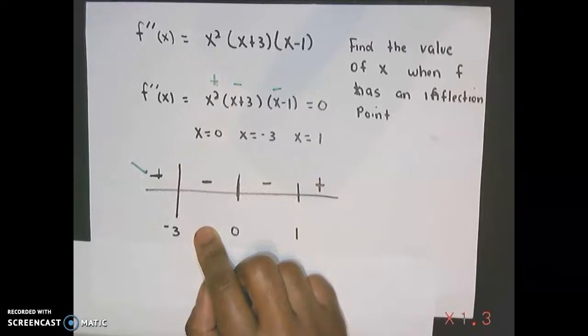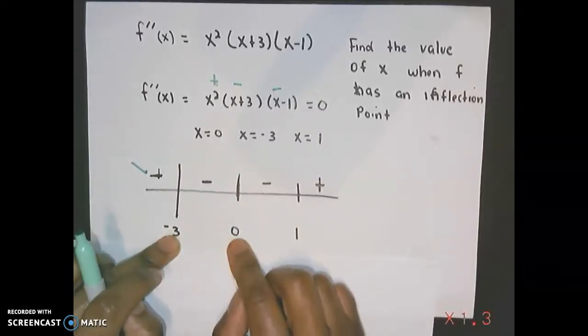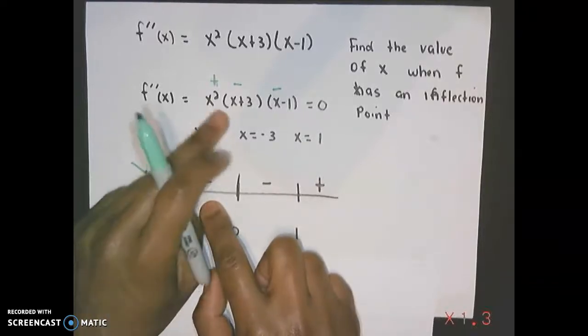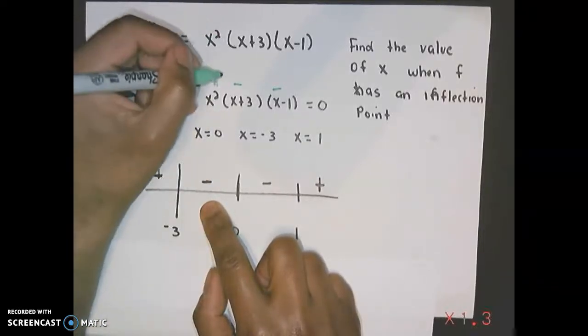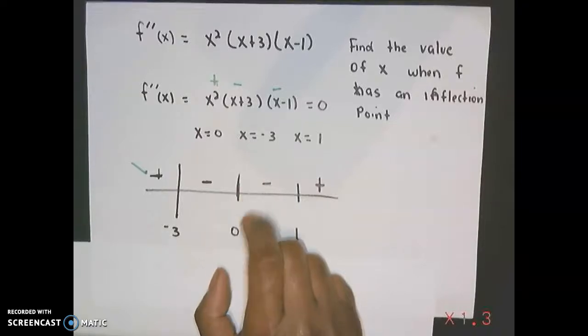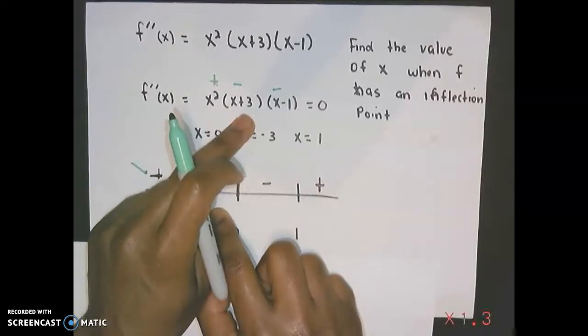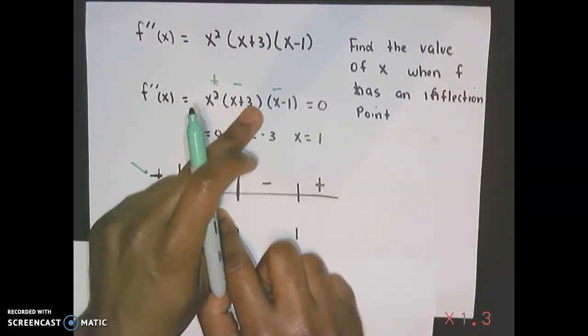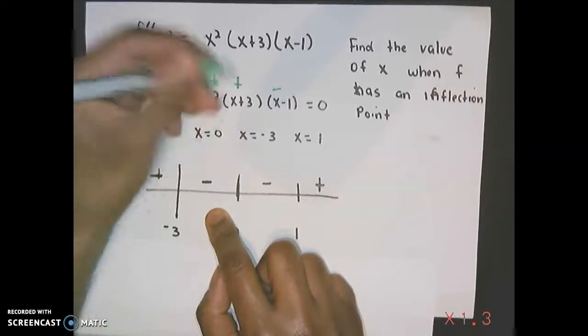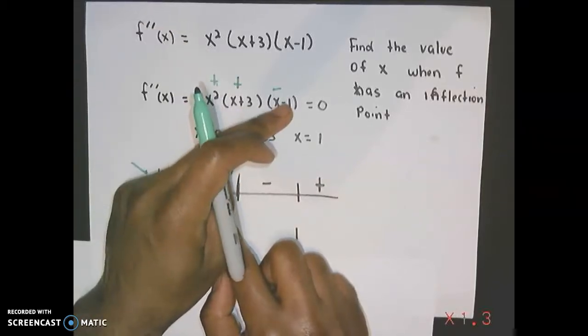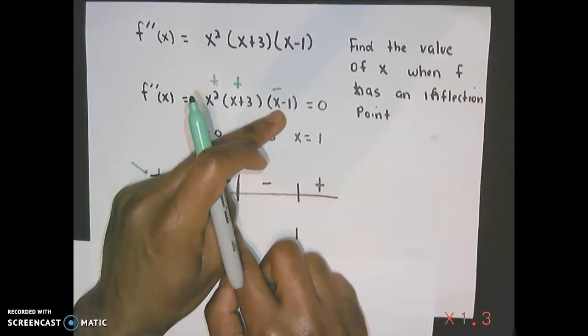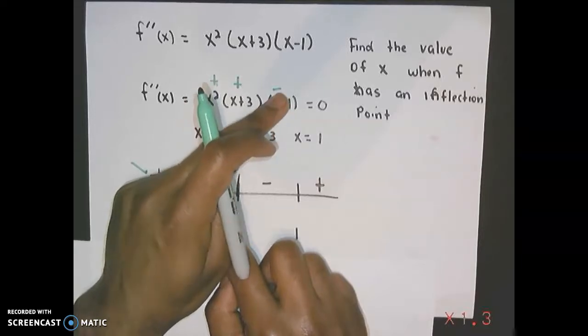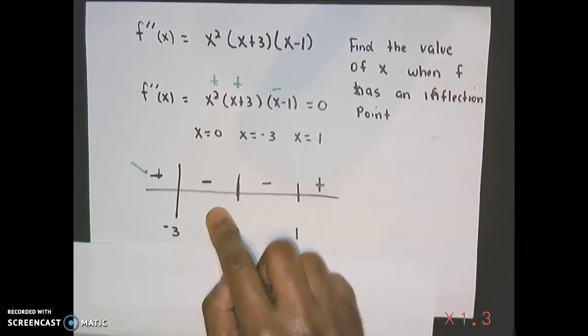This is positive. And then next, we're going to choose a number between -3 and 0. I chose -1. And again, this is always positive, so I don't have to change that. And then if I put a -1 in here, -1 plus 3 is going to be a positive number, so that's positive. But -1 minus 1 is going to be a negative number, so this is going to be negative. So a negative times a positive is just going to be negative.